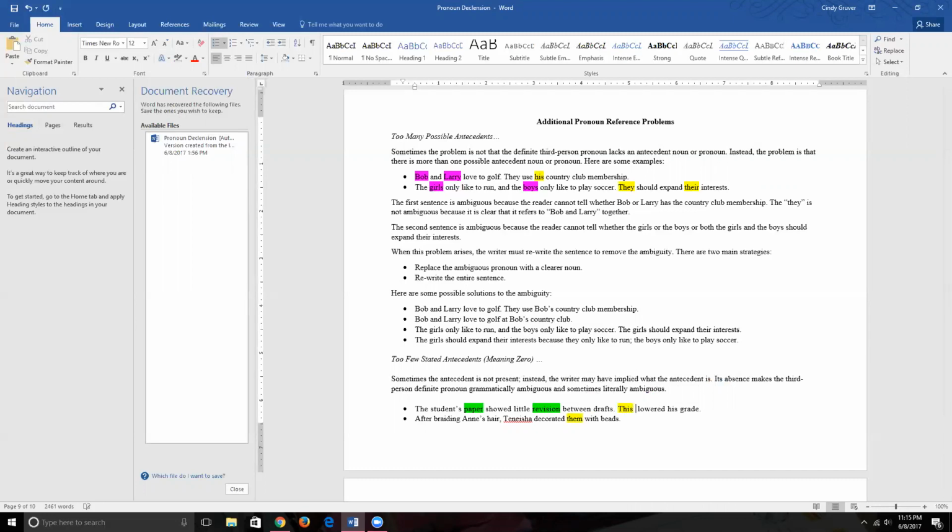So we could add this paper. Let's see if that makes sense. The student's paper showed little revision between drafts. This paper lowered his grade. Well, I think this changes the meaning of the sentence. The way I interpret the sentence, and since it's ambiguous, I could be wrong, but I interpret this to mean that it was the grade that was lowered was his grade on this paper.